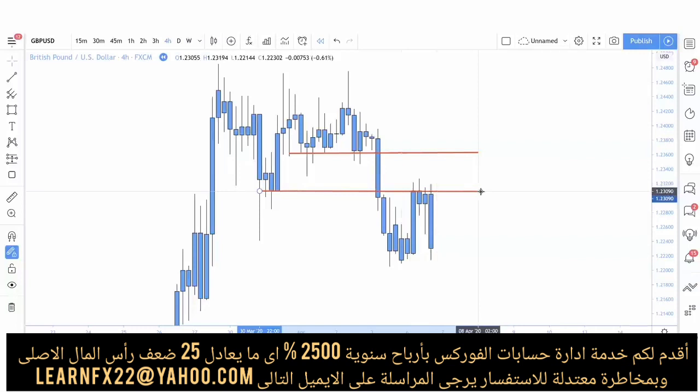I'm almost sure of that. And now we have a lower high formation here. So we'll be looking for selling opportunities. Just checking our ranges though.